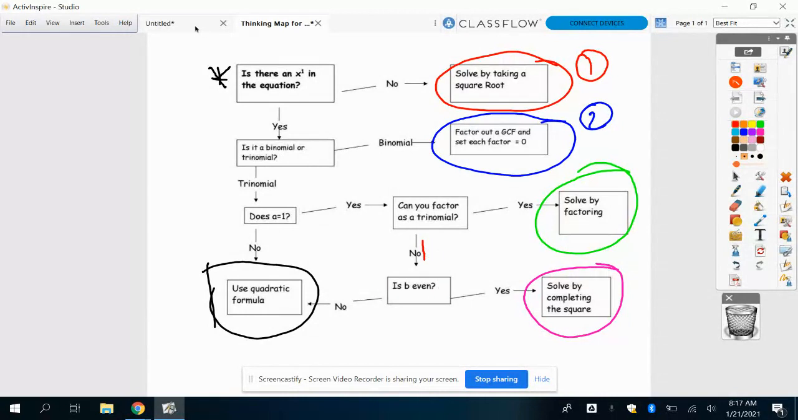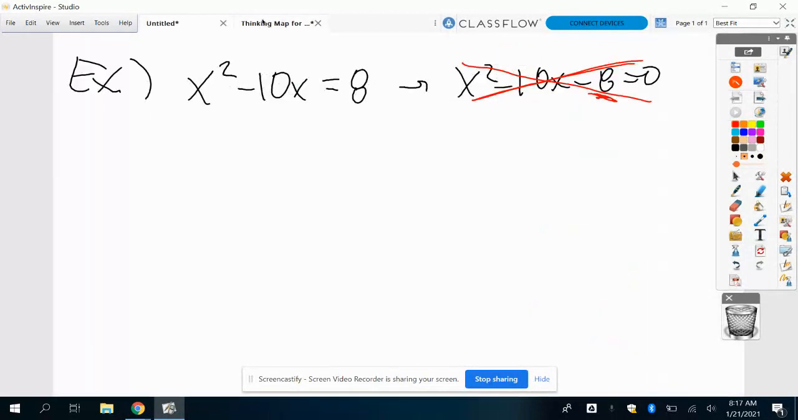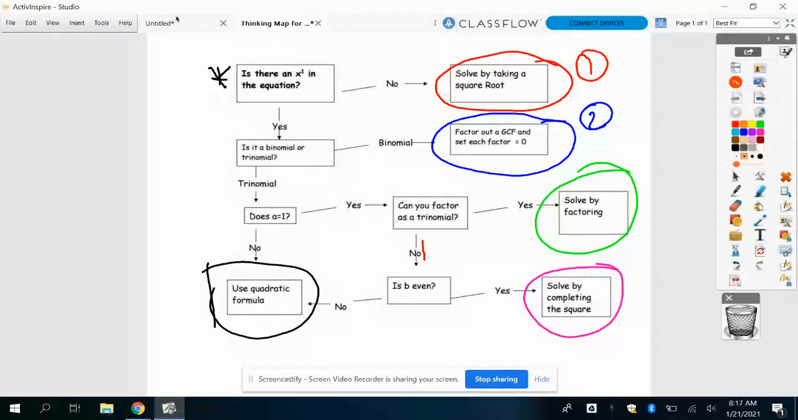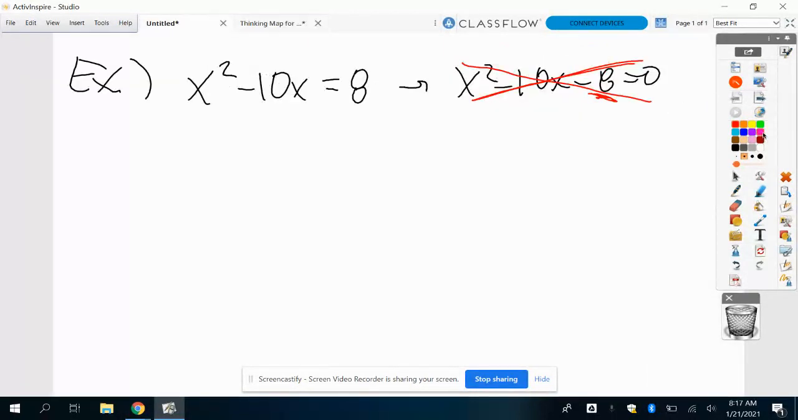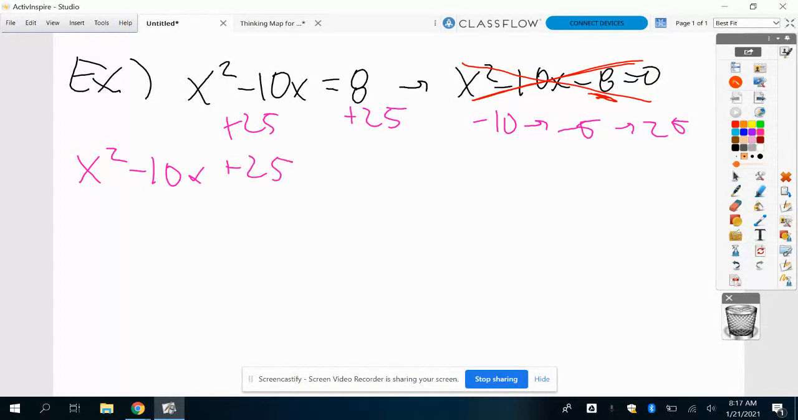Is b even? Yes, 10 is even. We're going to solve by completing the square then. So if we want to complete the square, this is where we take b, which is negative 10, divide by 2, negative 5, square it, and you get 25. So we add 25 to both sides. So you get x squared minus 10x plus 25 equals 25 plus 8, which is 33.